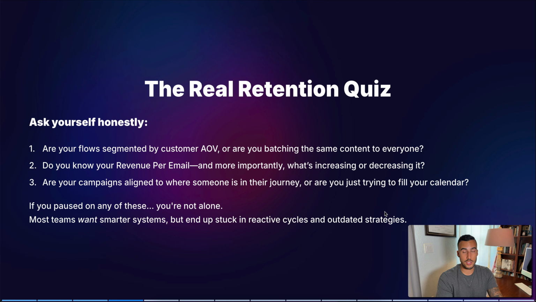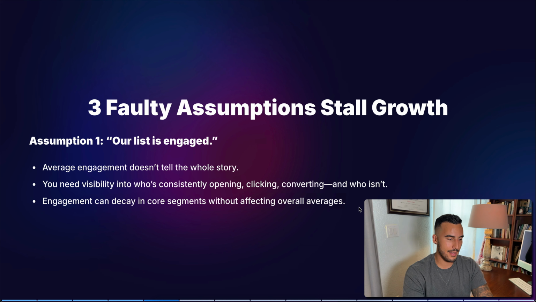Don't just blindly rely on the overall surface level metrics, because ultimately engagement can decay in core segments without affecting overall averages. And we can see this where you might have a 30-day engaged, 90-day engaged, or an active no purchase segment, and some of those will actually decay in performance while the others are doing well, and these will actually elevate the poor performing segments. And that is what gives you the illusion that your list is engaged. Not all segments are created equally. Not all of them have the same buyer psychology. And ultimately, this is one of the biggest faulty assumptions that I see in the email marketing game.